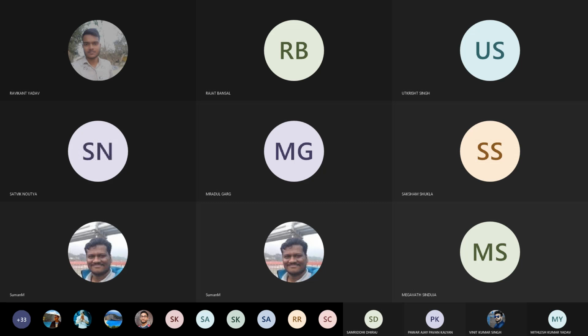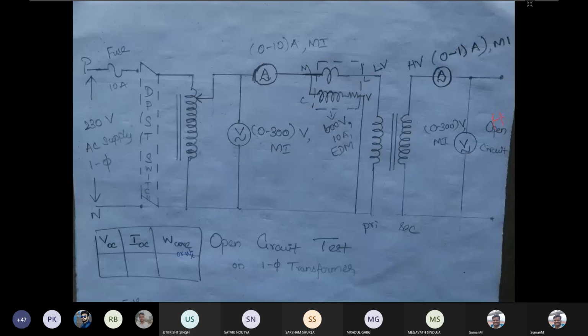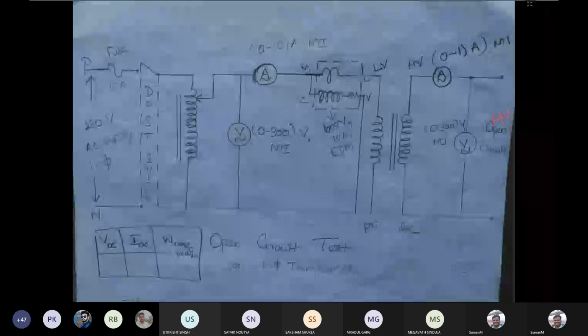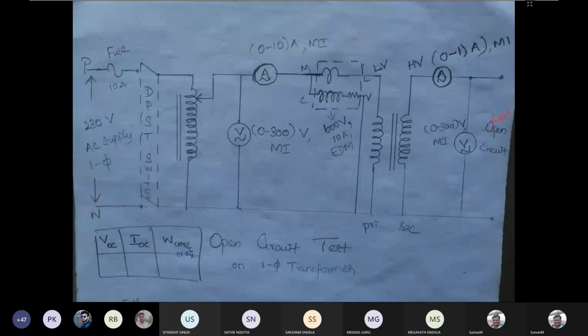We open circuited the high voltage winding, and we have connected the supply to the low voltage winding. Wherever you are connecting the supply, that is considered the primary winding, and the other is the secondary winding, where your load is connected. In this experiment, you are going to measure three things: voltage, current, and power.